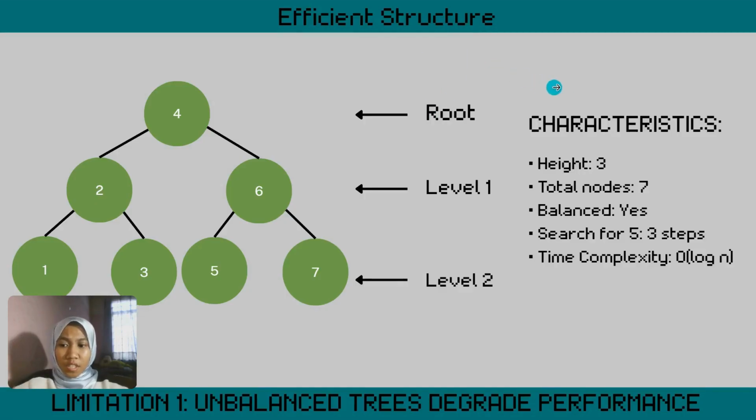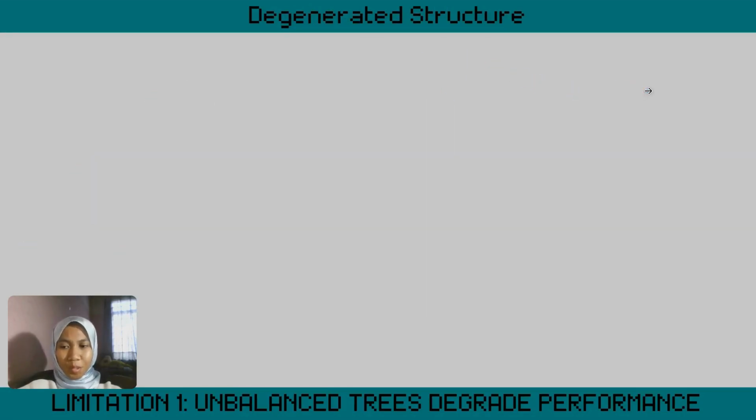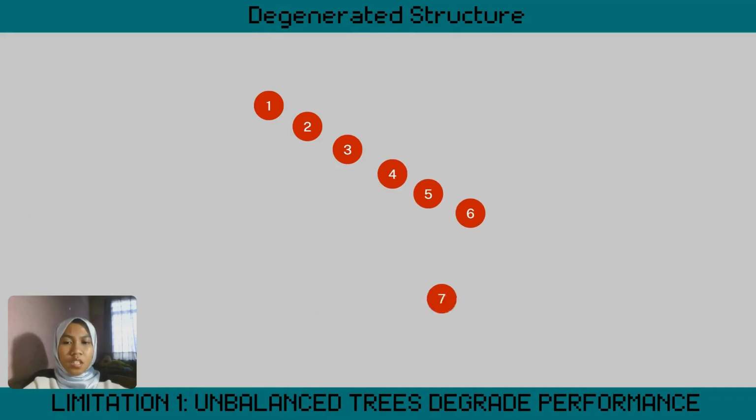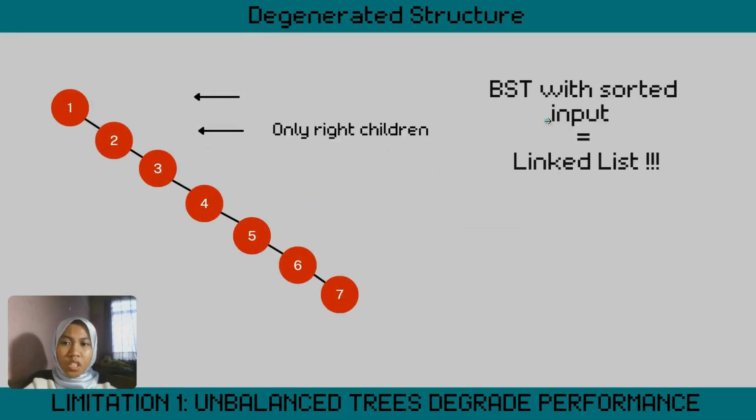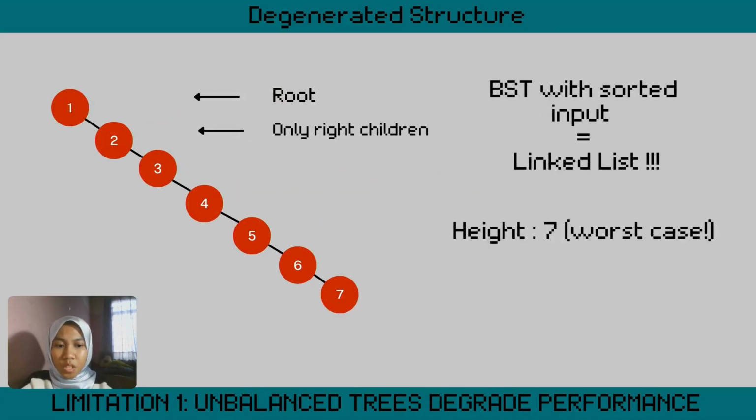But what if they are not balanced? So here's the problem. Let's say we have sorted data like 1 until 7. As you can see here, the tree does not branch. Instead of being a tree, it looks like a linked list. Now the height is 7, which is equal to the number of nodes. And this is what we call a degenerate tree, because the tree does not branch.